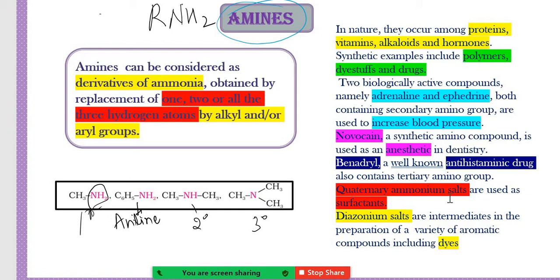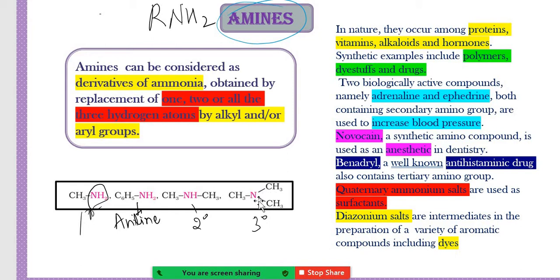Then quaternary ammonium salts are used as surfactants. Diazonium salts are used in dyes. We have a full class of dyes that we call azo dyes, which have N double bond N. Now in classification, we classify amines as primary, secondary and tertiary. Primary is when it is NH2, secondary is when it is NH, and tertiary is when it is N.